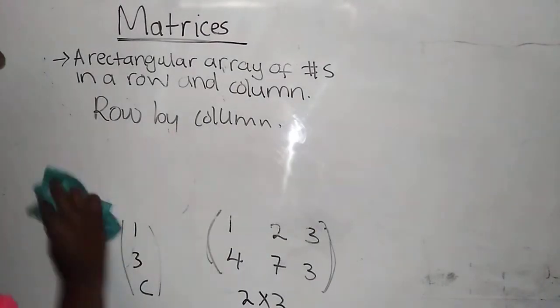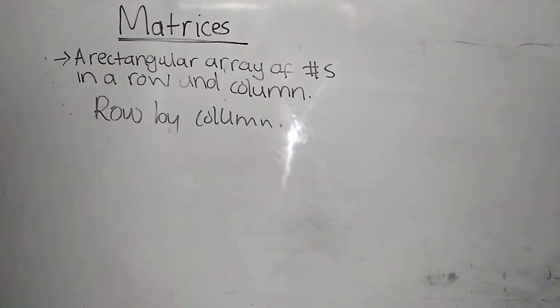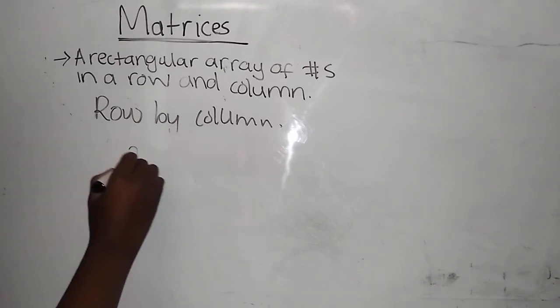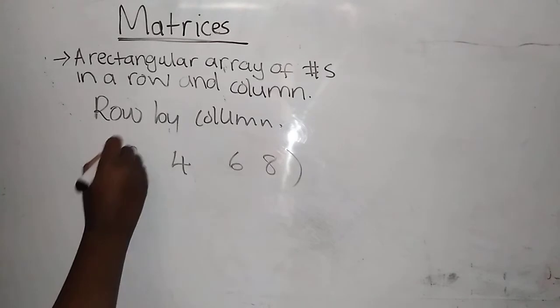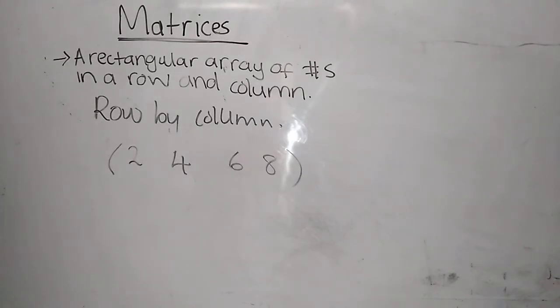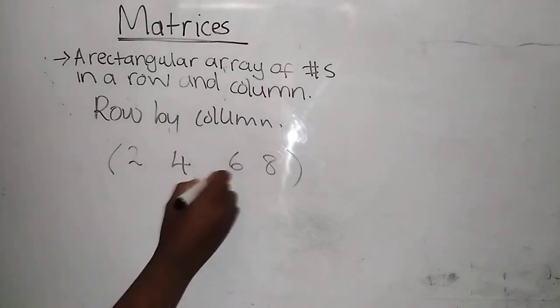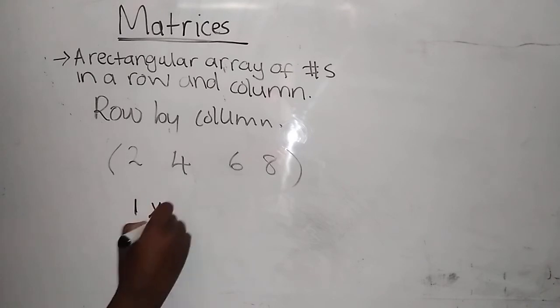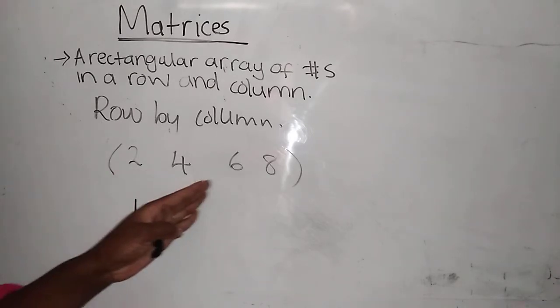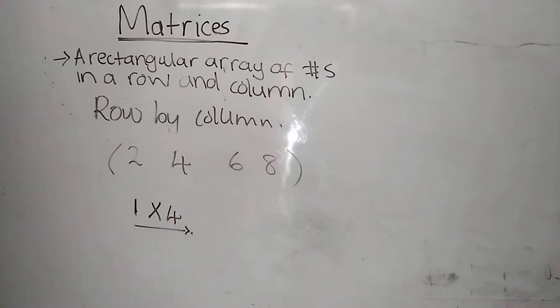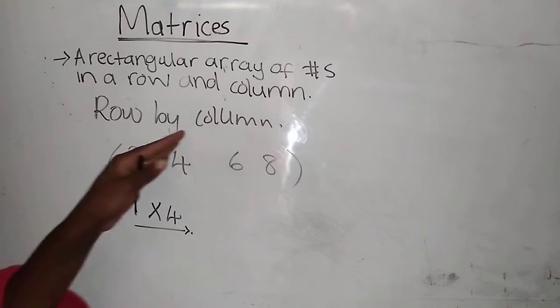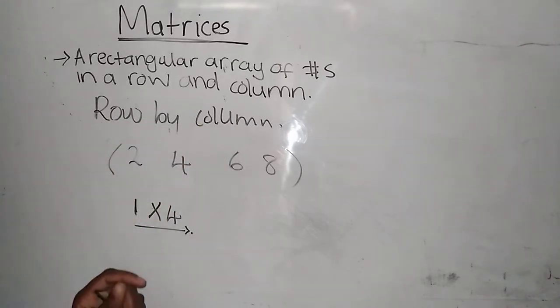What about the last example? We can put it this way: 2, 4, 6, 8, like that. What's the order of this matrix? How many rows? It's 1 row. By how many columns? 1, 2, 3, 4. This is a 1 by 4 matrix. How do we get the order? You say number of rows times the number of columns, right? That's how you get the order of matrices.